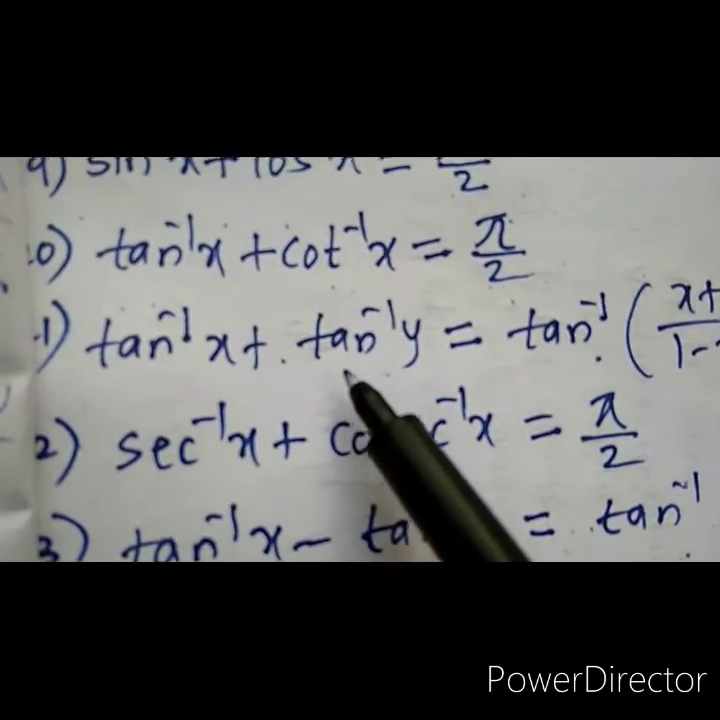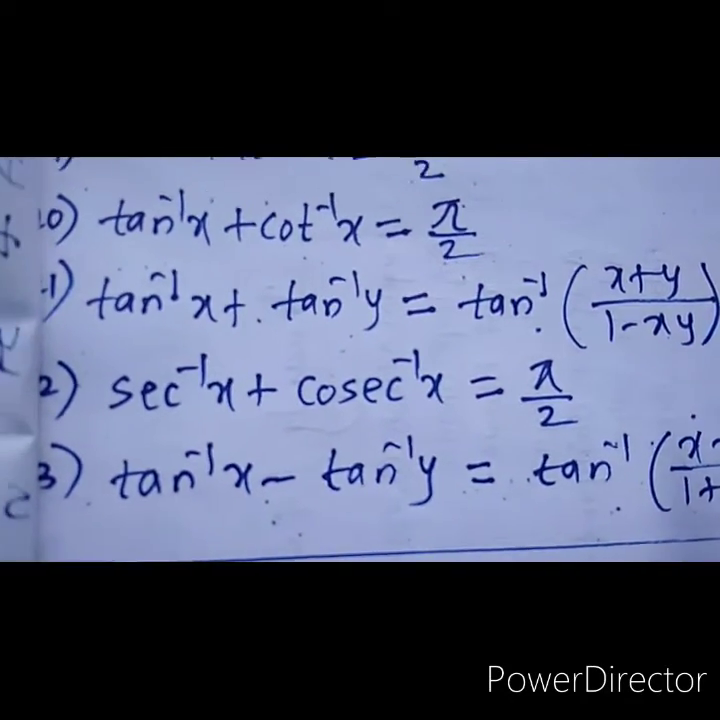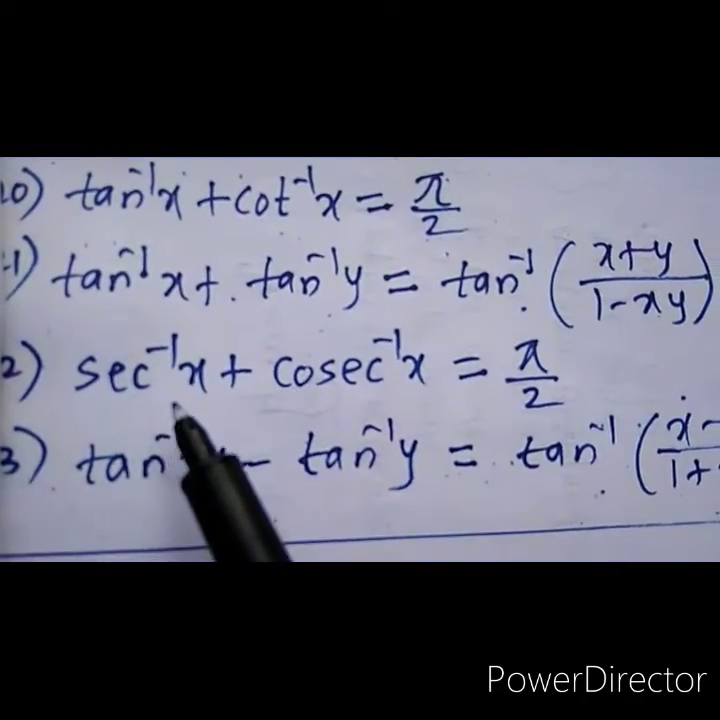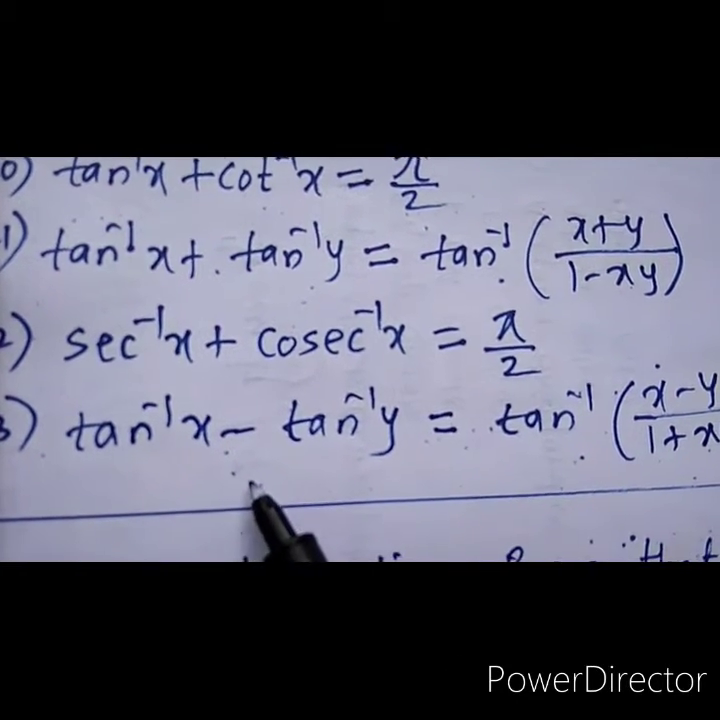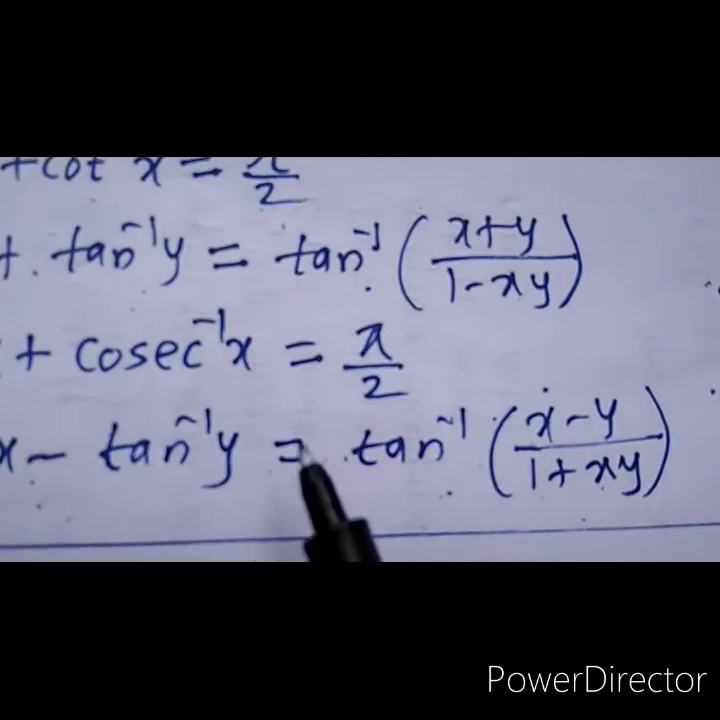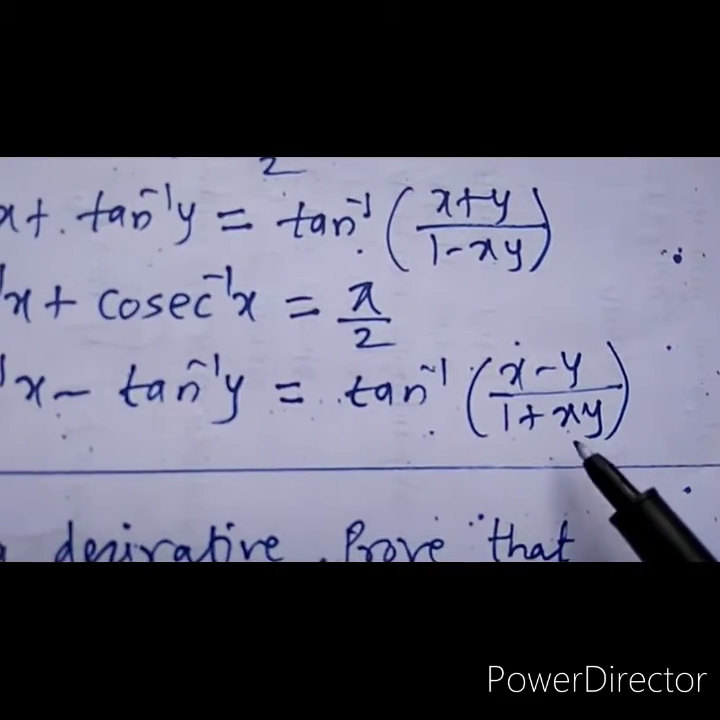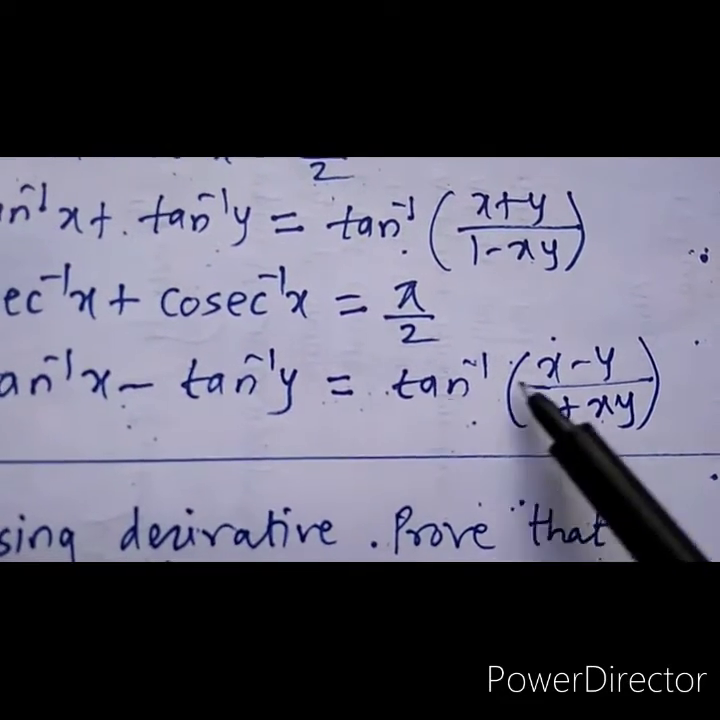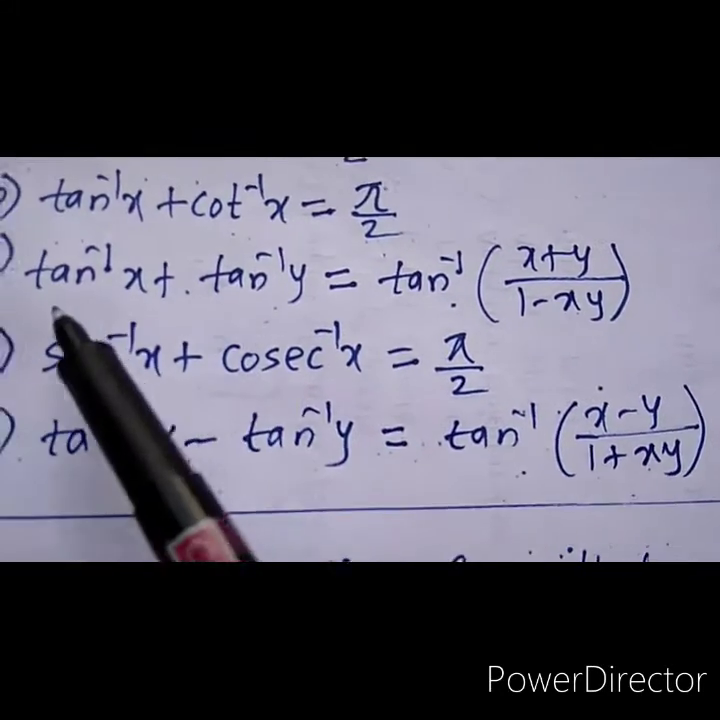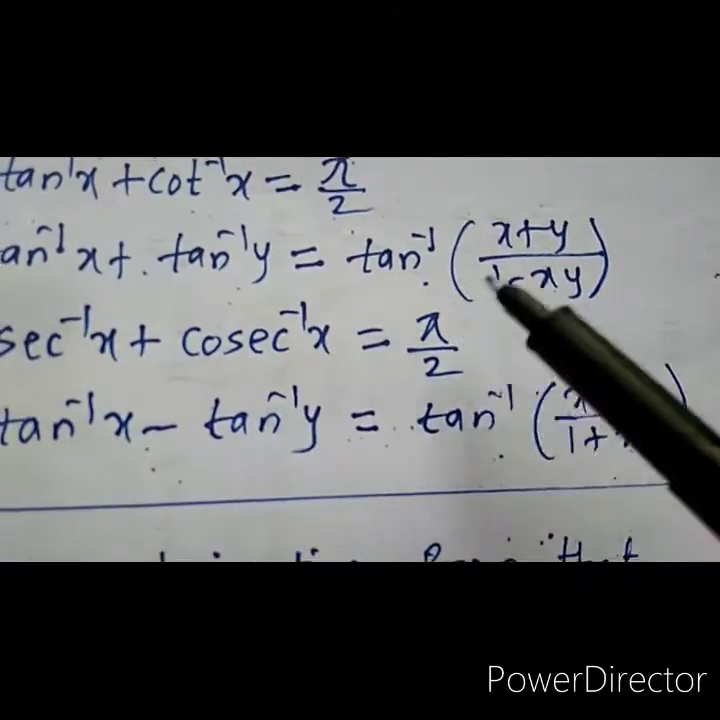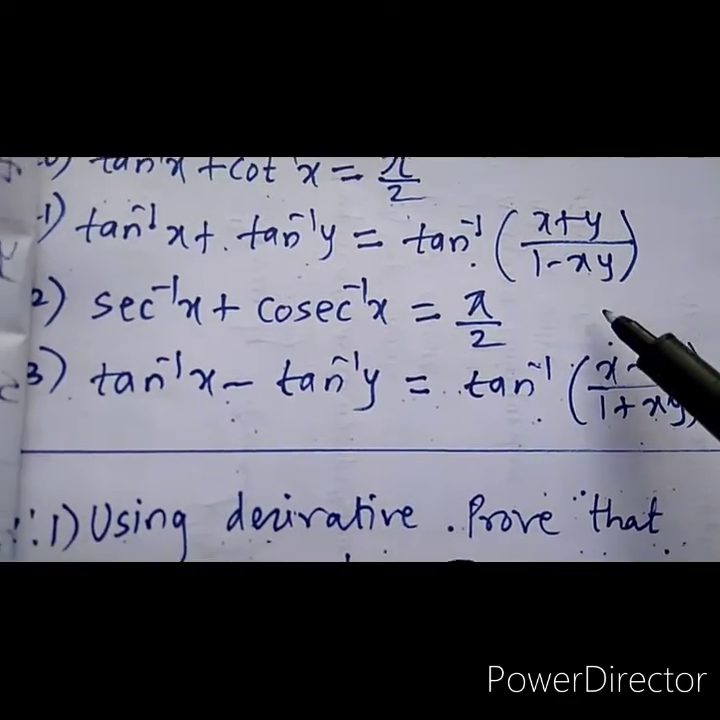Number 21, tan inverse x plus tan inverse of y is equal to tan inverse of (x plus y) upon (1 minus xy). Number 22, sec inverse x plus cosec inverse x is equal to pi by 2. And number 23, tan inverse x minus tan inverse y is equal to tan inverse of (x minus y) upon (1 plus xy). So here, minus sign, therefore we have to take x minus y and below 1 plus xy. Here, tan inverse x plus tan inverse y, therefore we have to take plus, tan inverse of (x plus y) upon (1 minus xy).